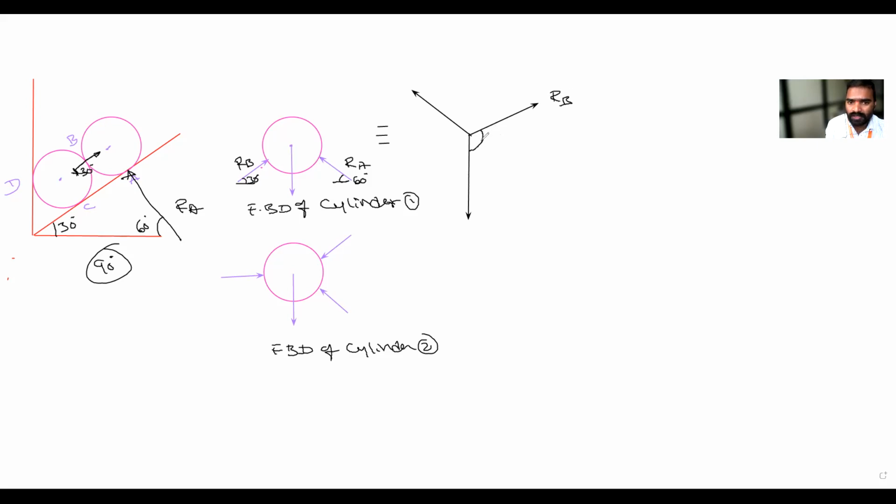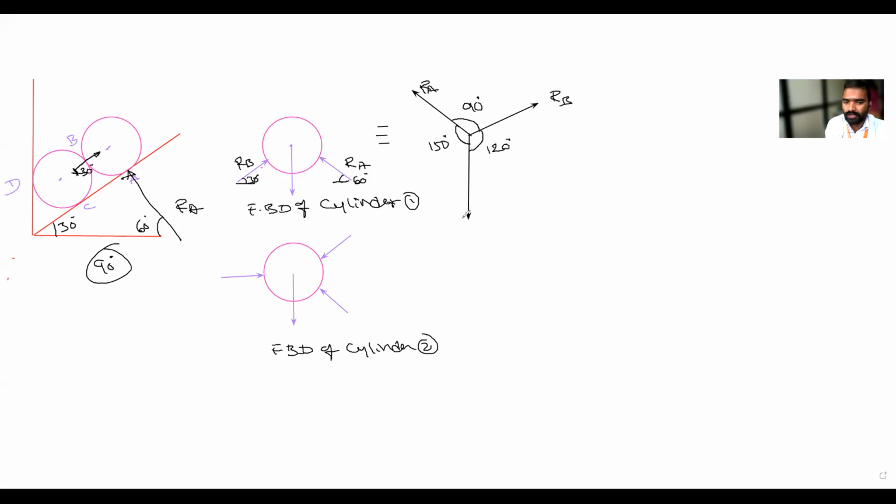How much is it in total? 120. That is 90 degrees plus your 30 degrees. Total it is 120 degrees. Then this RA, how much is it? It is making an angle of 60 degrees with respect to horizontal. Correct? So when it passes through the center, it is making 60 degrees here. Again with respect to vertical, how much is it? 150. Then the remaining one: 360 minus these two, how much is it? 90 degrees. Is it clear, everyone?